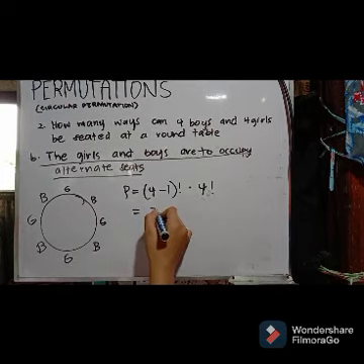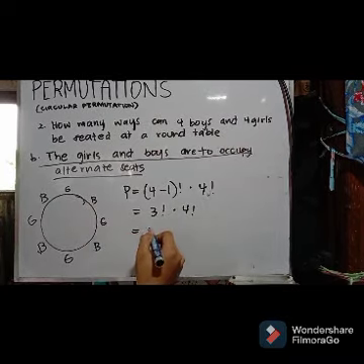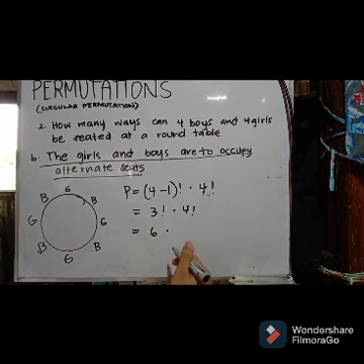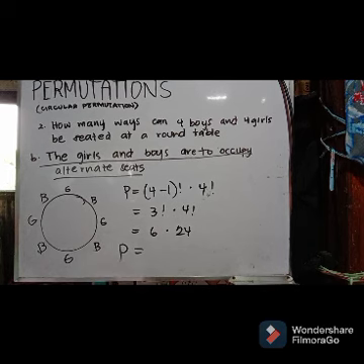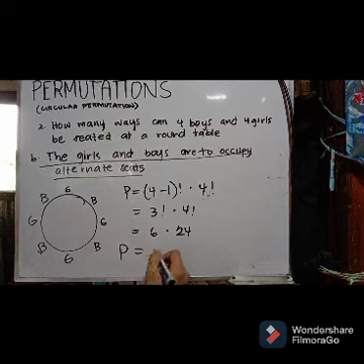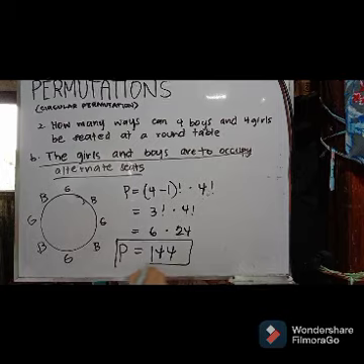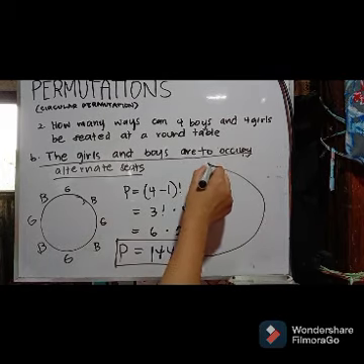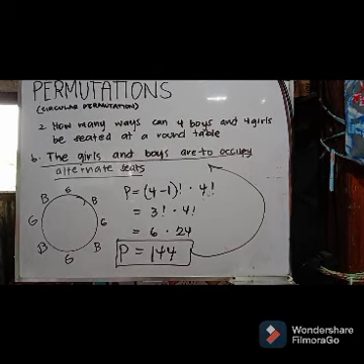So let's use this formula. 4 minus 1 is 3 factorial times 4 factorial. 3 factorial is equal to 6, times 4 factorial is equal to 24. So the permutation for this condition is 6 times 24, which is equal to 144. There are 144 possible outcomes if the girls and boys are to occupy alternate seats.